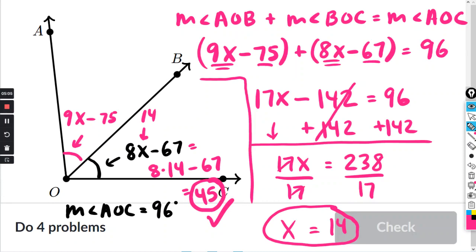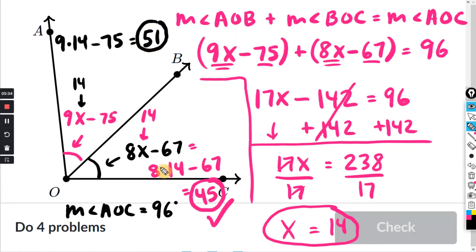If you're not sure and you want to double check your work, you take the 14 and plug it in the other one as well. Okay, so that would just be 9 times 14 minus 75. And let's see, I'll do that one on the calculator. 9 times 14 minus 75 is 51.